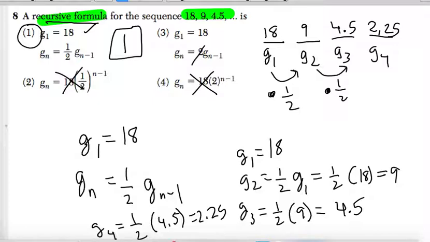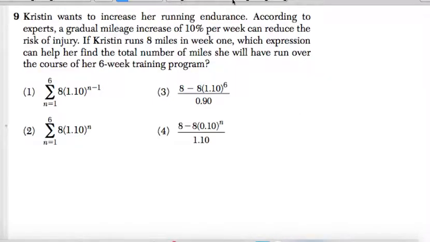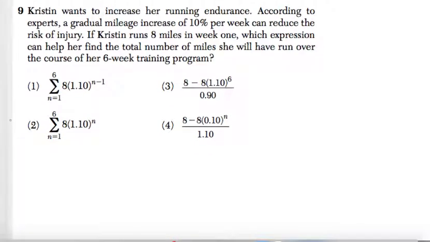I hope that gave you a good chance to pause the video if you needed to copy everything down. I would encourage you to look up recursive formulas and explicit formulas, arithmetic and geometric sequences. All right, I'm going to move on to question 9 now. And let's get the highlighter tool back. And I'll use green.